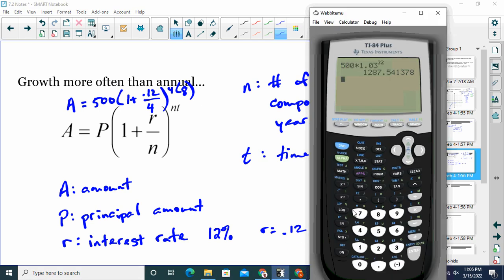So you can either reason your way through it like we did on the last one, or use that formula. If you are using the formula, I'd recommend just typing everything all in one line. I see way more mistakes from students if you do 0.12 divided by 4, enter, plus 1, enter, to the 4 times 8, enter, times 500, enter. I would just type it all in as one line here. And we get the same answer that we got last time, 1287.54.